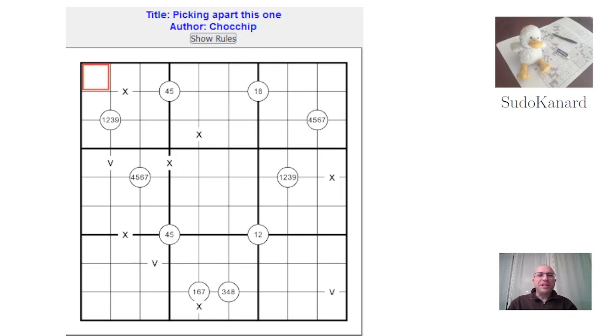It's been a while since I had a look at ChocChip's blog, where he posts Sudoku that he creates. And so this one is called Picking Apart This One. I'm not sure exactly what he means by that, but it combines two rule sets that I really enjoy.